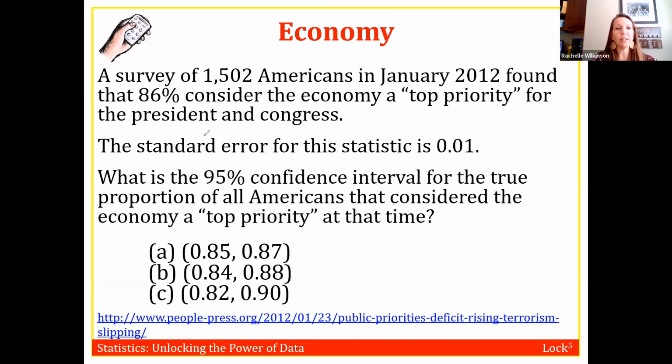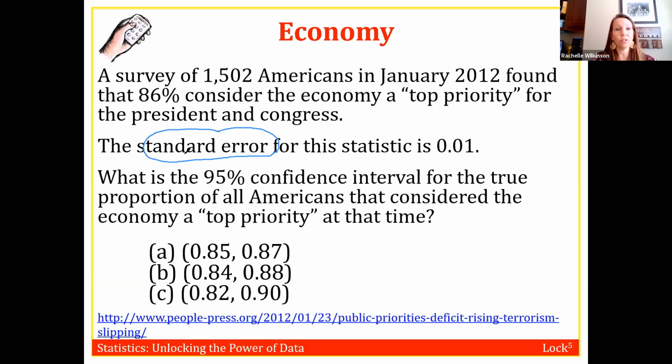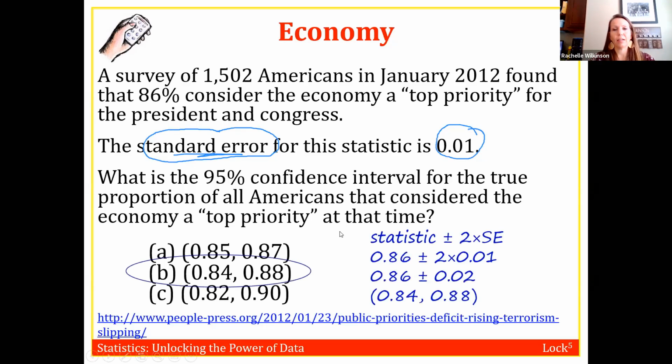All right, good. So the key word to watch out for here is they gave us standard error and told us that it was 0.01. So when I'm calculating my confidence interval, if I have standard error, first I have to multiply it by 2 to get my margin of error, and then I'm going to add and subtract that to get my confidence interval. So my statistic was 0.86. I take 2 times the 0.01 to get my margin of error, add and subtract that, and I get 0.84 to 0.88.